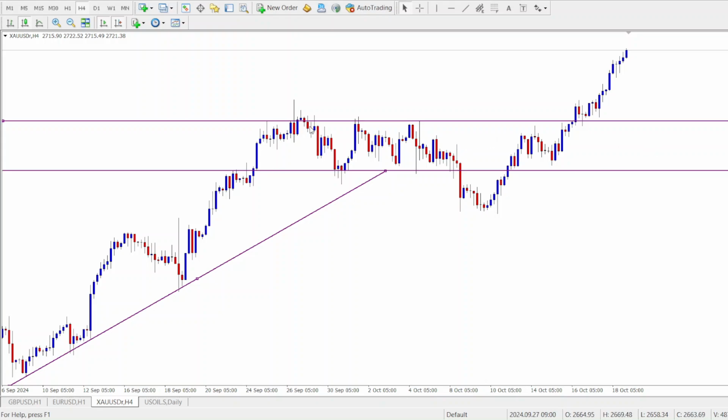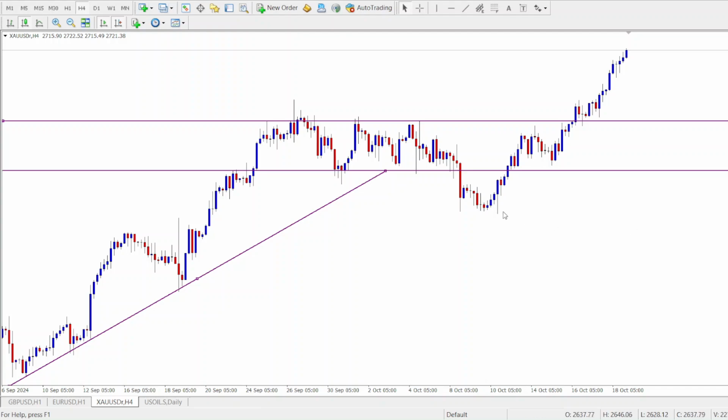Okay, so in this case, you might just want to enter a sell, exit your sell here, enter a buy, exit your buy here, enter a sell, exit your sell here, and then you can set your stop losses right above the swing highs and the swing lows. Take profits is going to be at the resistance and support levels.